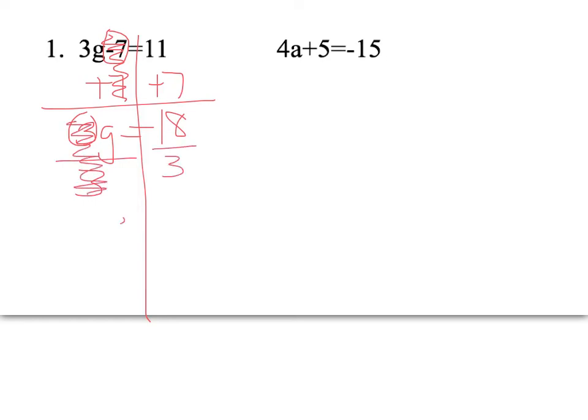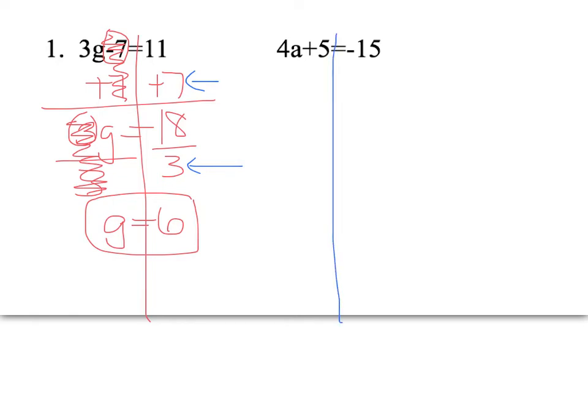3 divided by 3 is 1, so you have 1g all by itself. 18 divided by 3 is 6. So g equals 6. Our first step was to add 7 to both sides, and our second step was to divide by 3.